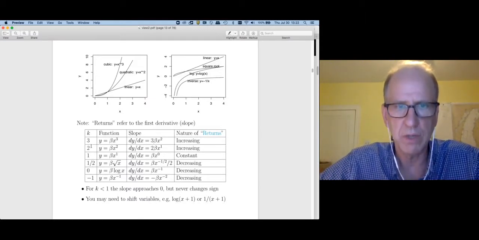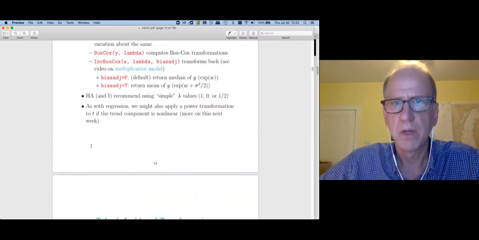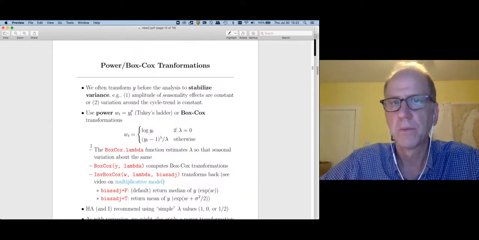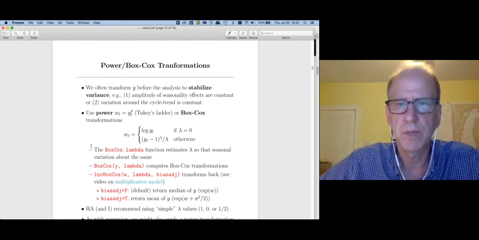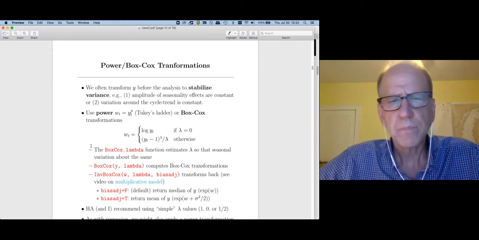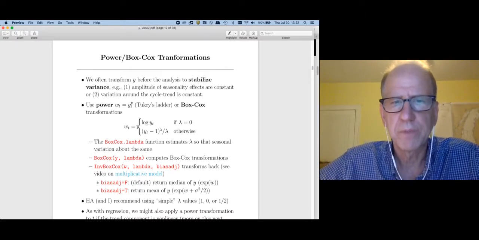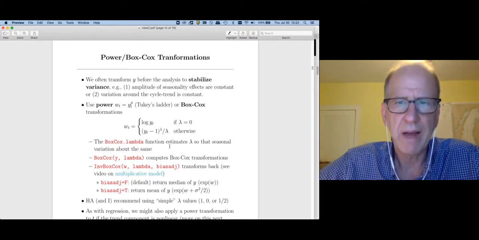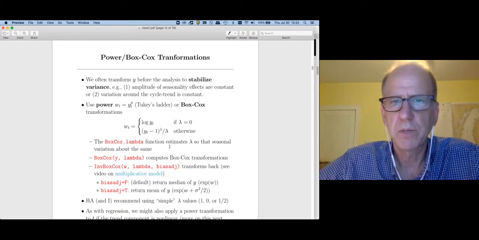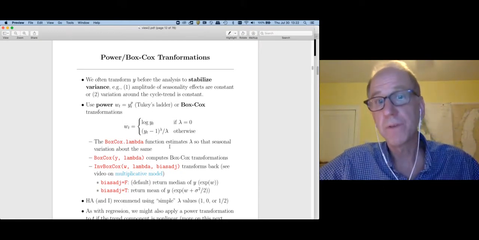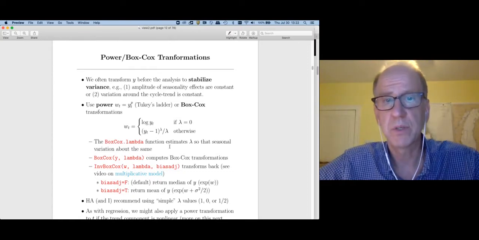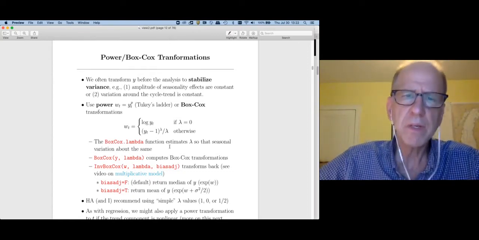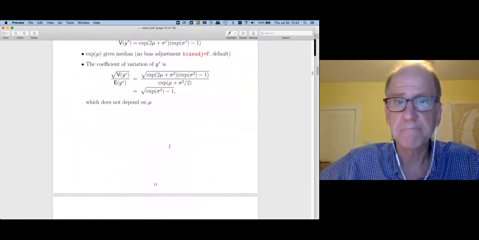If you think of discrete rungs on a ladder, with Box-Cox, we can have this be a continuous power. There's actually a function in R that will give you a reasonable lambda value. It will do this to try to make the seasonal variation roughly the same over the time series. So let me illustrate this with the Amazon data.